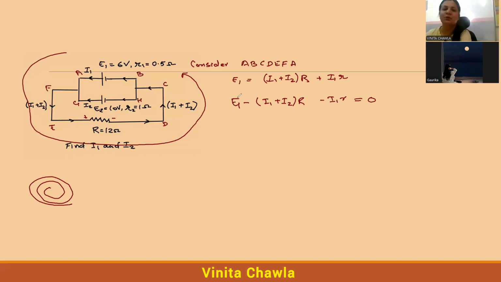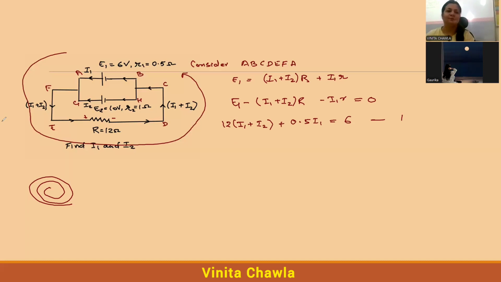Okay, let's put the values here first. For E1 is 6, है ना? So we can write first, write this I1 plus I2 because we are forming the equation now. So I1 plus I2 into this is 12. Resistance is 12, so we can write 12 into I1 plus I2 plus I1R. R is 0.5. So 0.5 I1 is equal to E1 is 6. So this is one equation. Okay, you can simplify it.